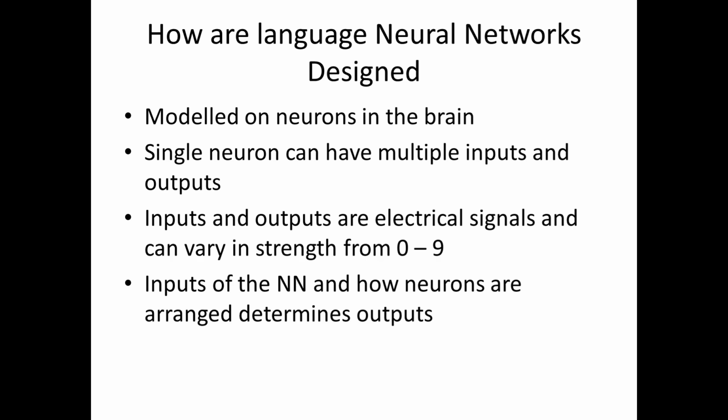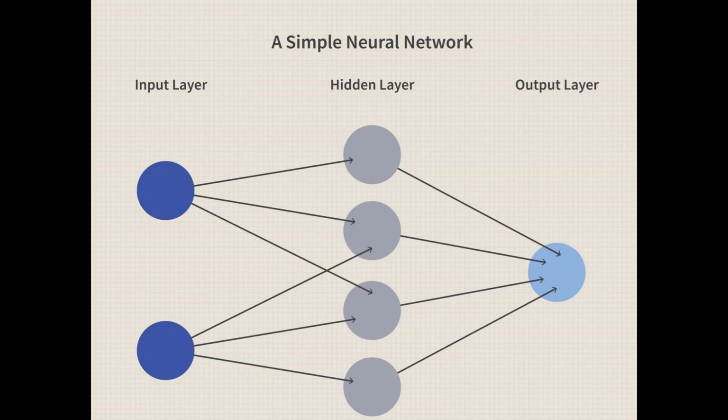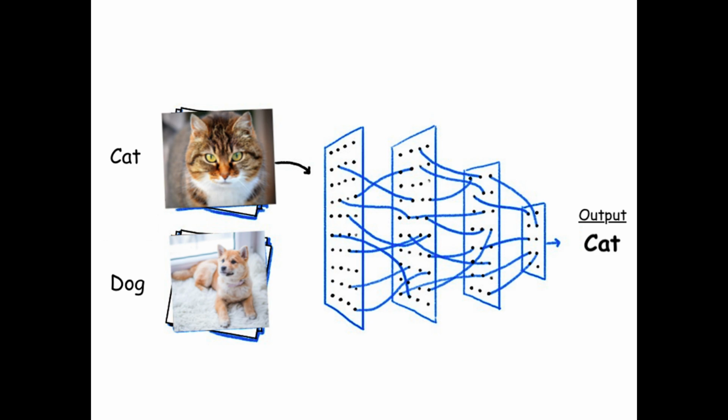Now, depending on the strengths of the inputs and how the neurons are arranged, that will determine your outputs. Okay, so looking at a basic image recognition neural network, what you're going to do with it first is feed it a lot of data sets.